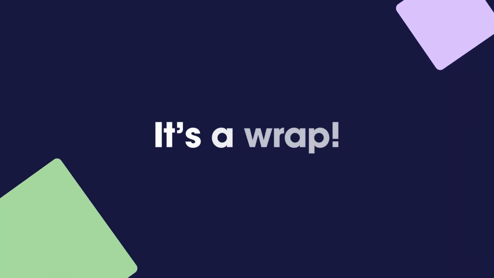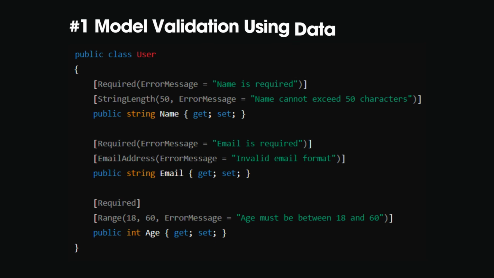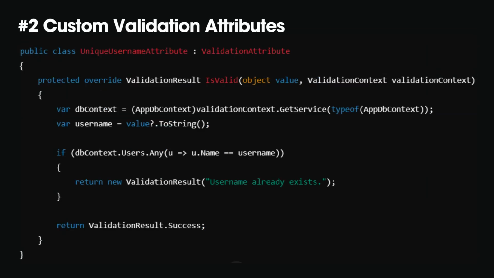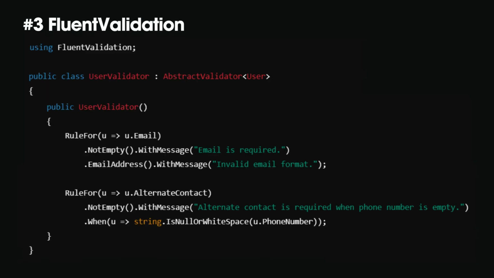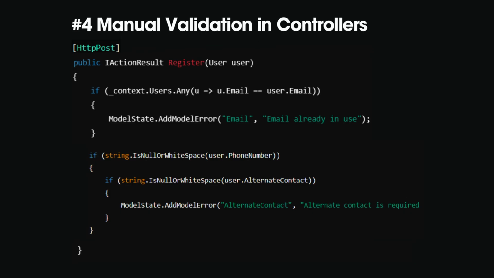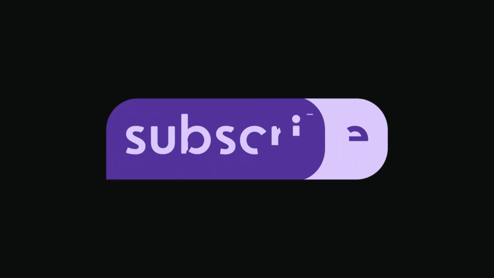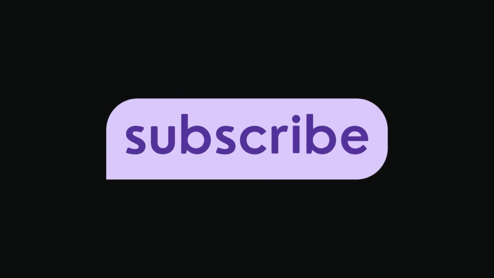That's a wrap. We covered a lot today. Here's a quick recap. Data annotations for simple validations. Custom validation attributes for unique scenarios. Fluent validation for better readability and flexibility. Manual validation in the controllers. Client-side validation.